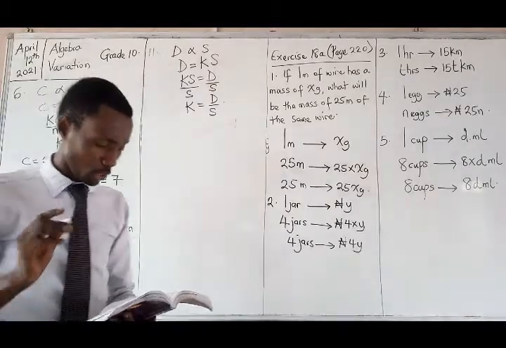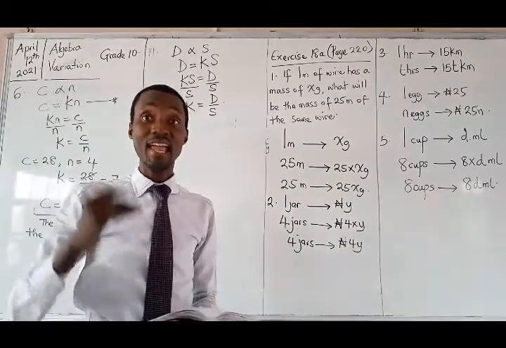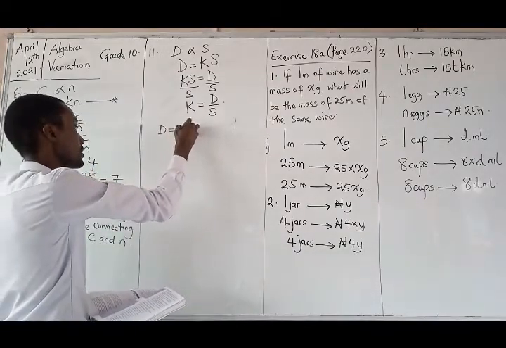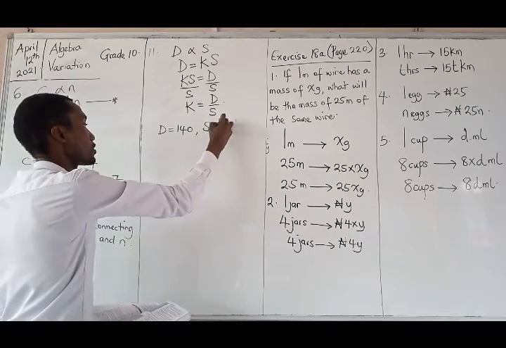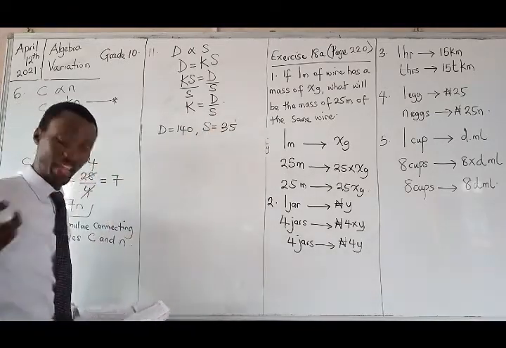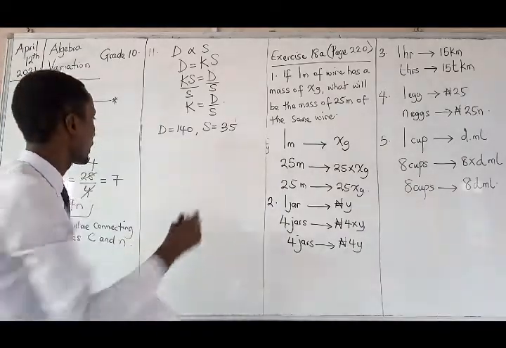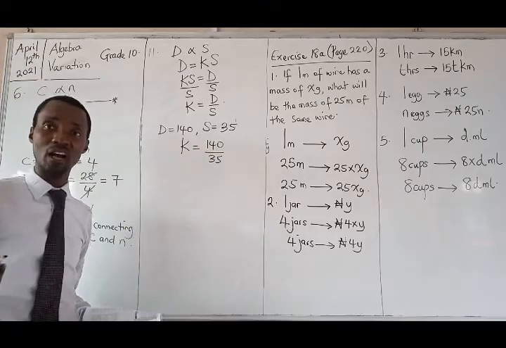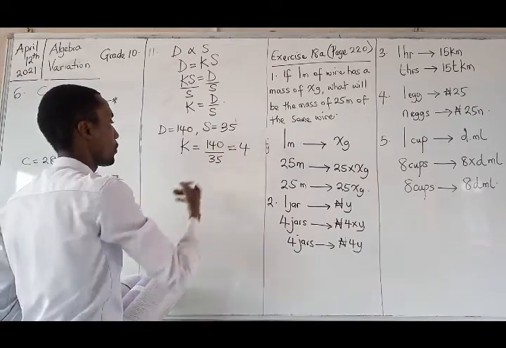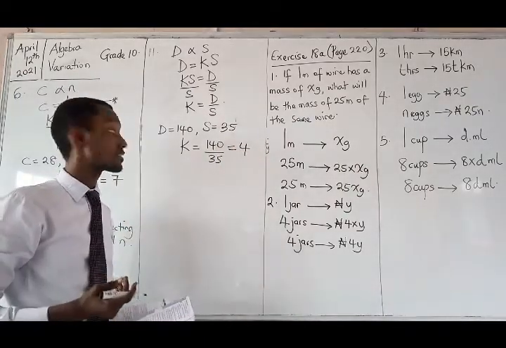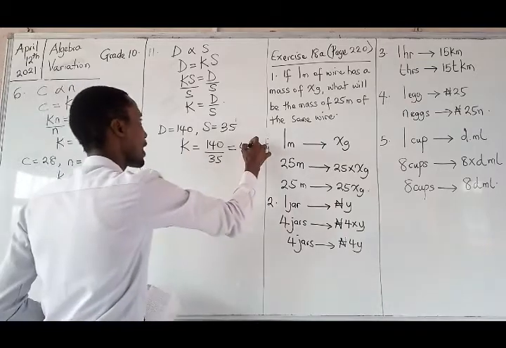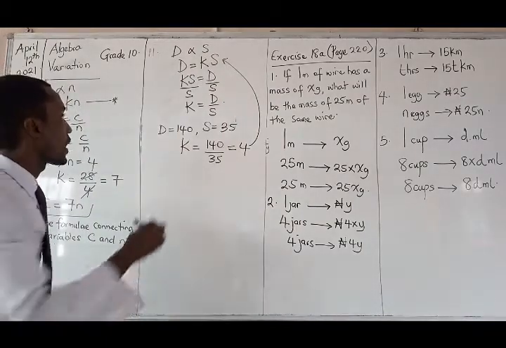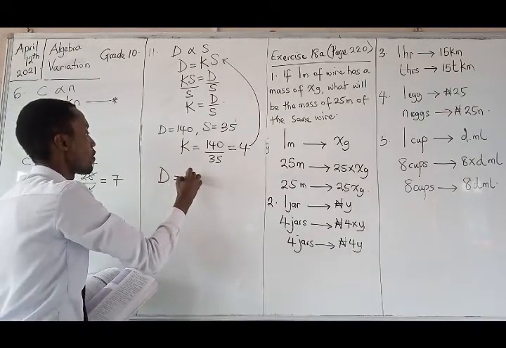Once you've done that, you then look at the next aspect of the question that says that D is 140 and S is 35. So what would k be? That's the next thing you're trying to look for. k would thus be equal to 140 over 35. For those of us who are used to using our calculators, you can easily get that this is 4. I don't need to do that because mentally I know that that's what my answer is going to be. Once I get this, I'm now going to resubstitute this here. Where I have k, I will now put 4. And it means that D is equal to 4S.